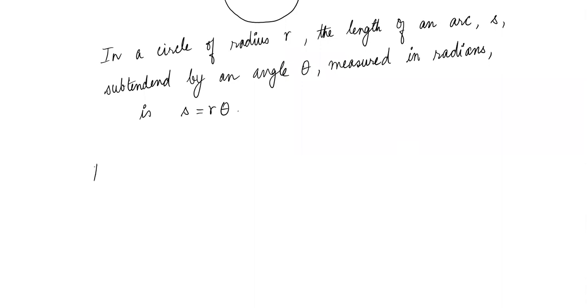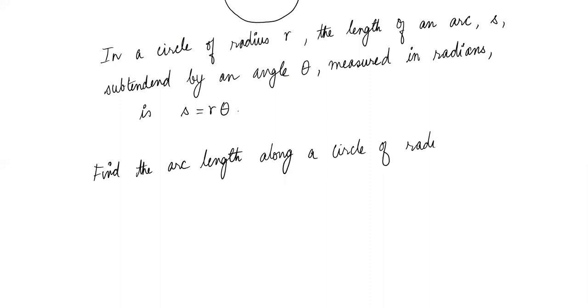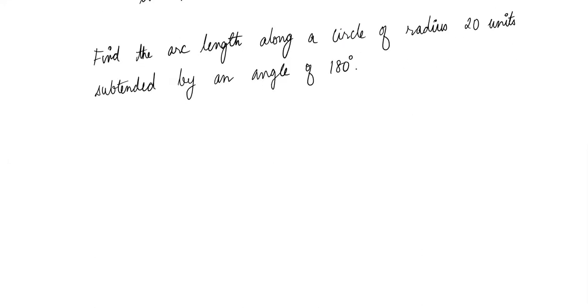Find the arc length along a circle of radius 20 units subtended by an angle of 190 degrees. I'm sorry, 190 degrees. Round to 3 decimal places.